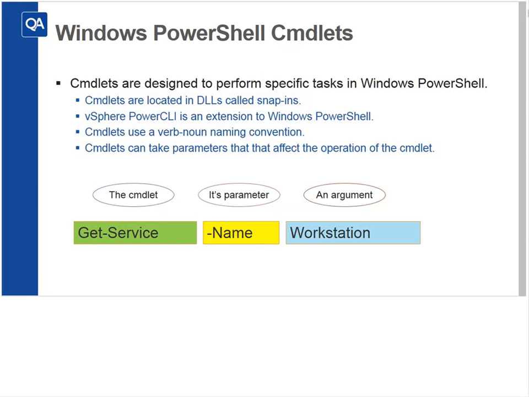PowerShell itself is essentially made up of, well, I call them verbs, cmdlets, that's written down here. So Get-Service will get a list of services. It does have a series of switches, they call them parameters here. So minus name will be the name of the service you're looking for, and in this particular case, workstation. So the workstation service, the thing that allows you to connect to shares.